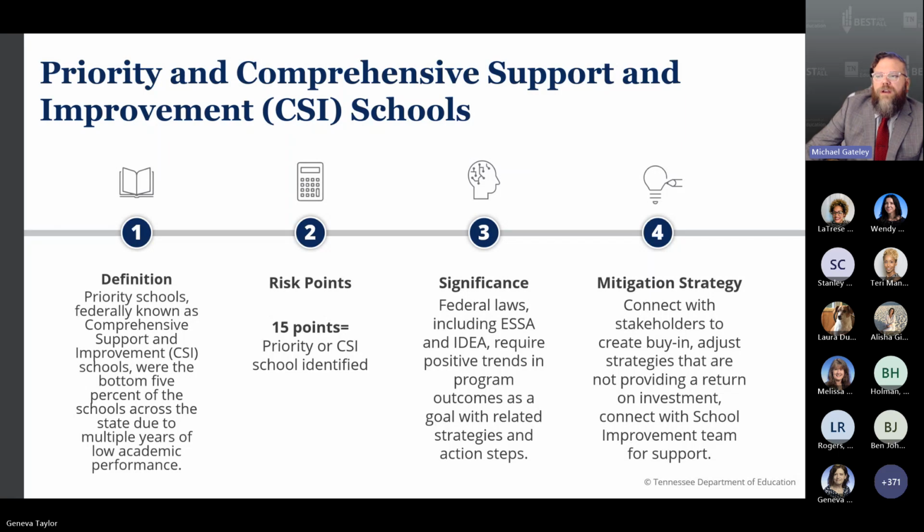Federal laws, including ESSA and IDEA, are going to require that there are positive trends in program outcomes as goals related to strategies and action steps. So mitigating strategies: you're going to connect with your stakeholders to create buy-in, adjust strategies that are not providing a return on investment, and then connect with your school improvement team for support in this area.